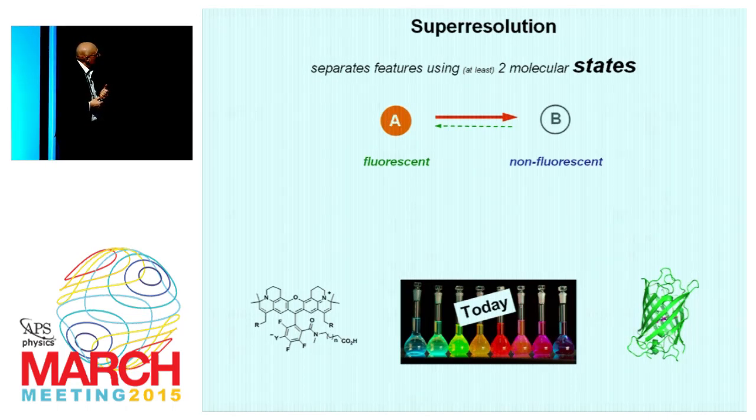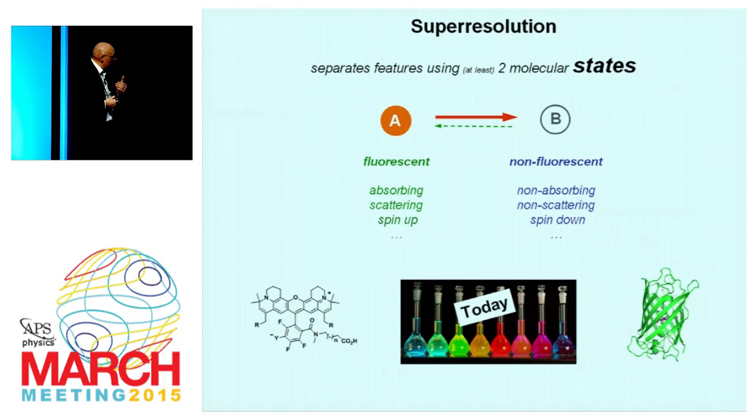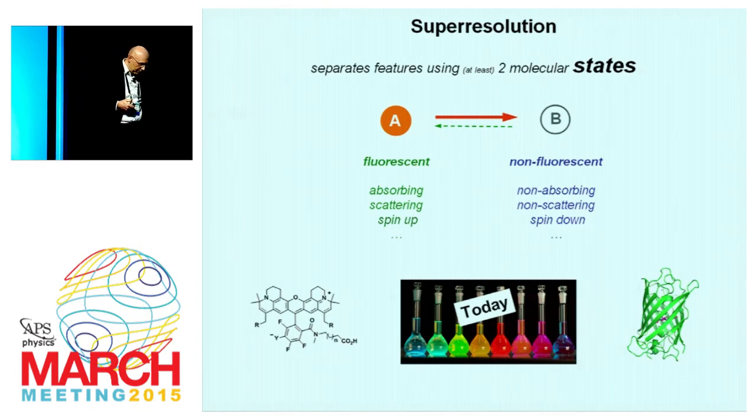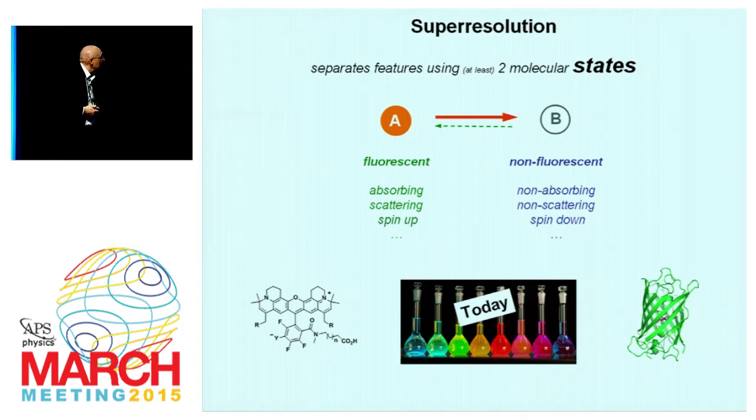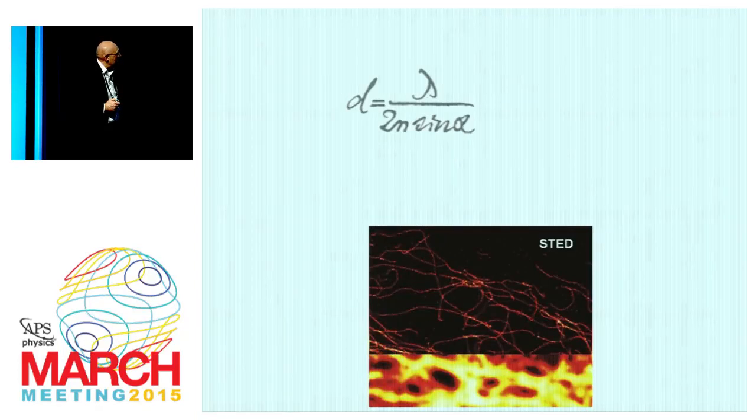So to be more general, on and off is, of course, just an example of two separable states, A and B. And so you can extend this concept to super resolution principles based on absorption, scattering, spin, or whatever microscopy. So the decisive difference is the fact that you separate by states and not by the phenomenon of focusing. With that, I'm acknowledging the people who have contributed to this development, and I'm coming to my final slide.